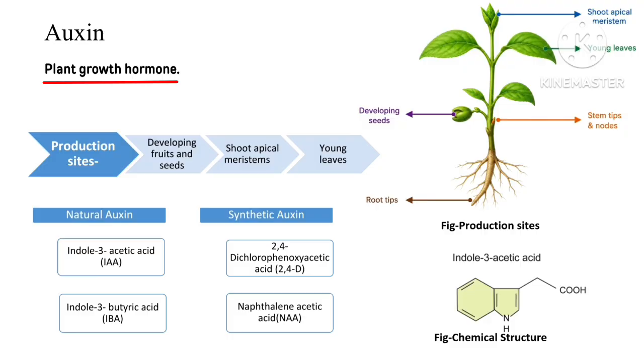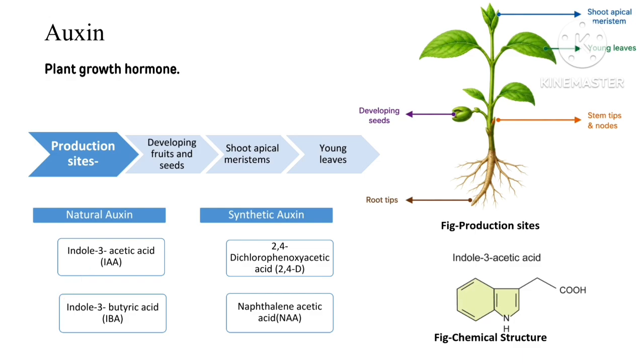Auxin is a plant growth hormone. Its production sites include shoot apical meristem, developing seeds, and young leaves. There are two types of auxin: natural auxin and synthetic auxin. Natural auxin includes indole 3 acetic acid. This is the chemical structure of indole 3 acetic acid. And next one is indole 3 butyric acid.